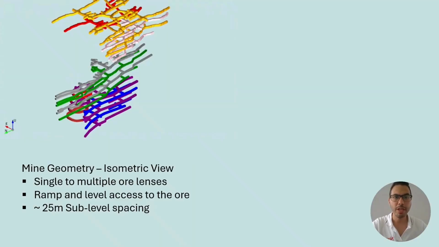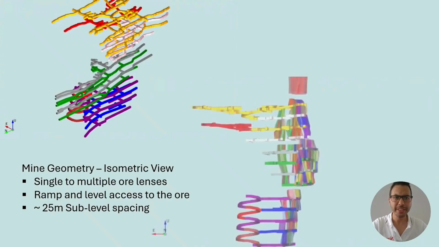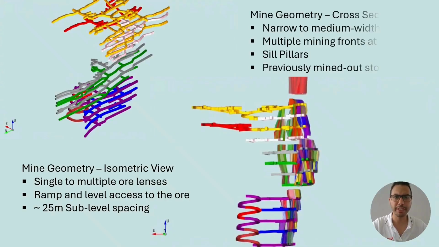If we look at the cross-section view, we can see that the stopes are narrow to medium width lenses. We can also see that there are multiple mining fronts at once, which implies leaving some rock pillars, often called sill pillars, as well as some previously mined out zone on top that we made bulky on purpose.